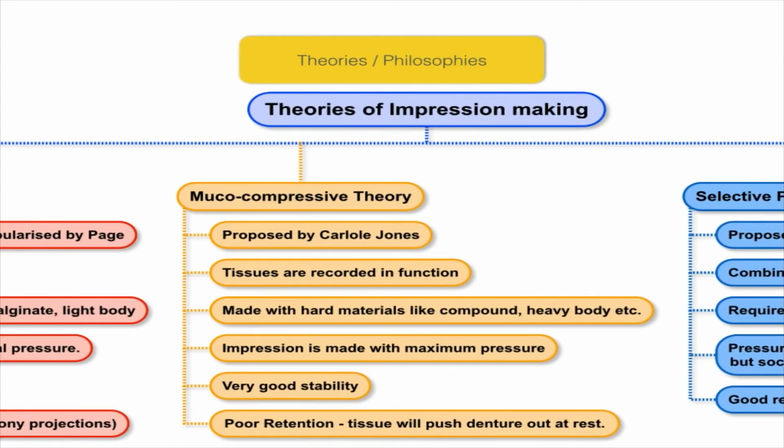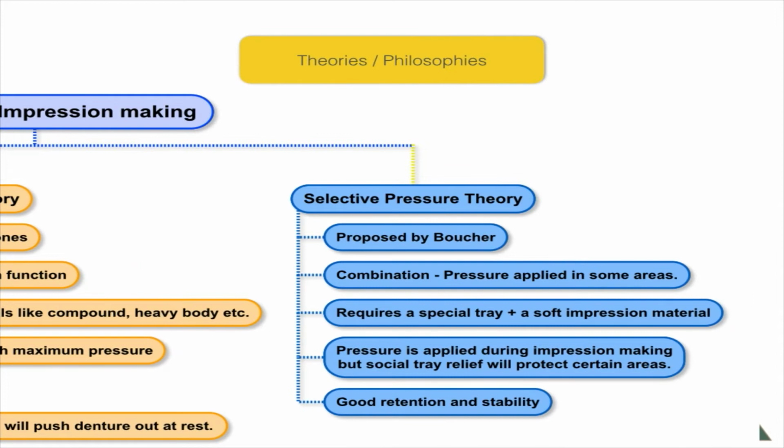Carroll Jones proposed a mucocompressive theory which will record the tissues in function. So basically a bite force or heavy pressure is applied when the impression is being made. The benefit of this theory is that we get very good stability in function, but when the tissues are at rest, they will push up the denture and there will be a loss of retention. It can also lead to more ridge resorption. Selective pressure uses the benefits of both techniques so that whichever area is more prone to resorption is being recorded in the mucostatic method and whichever area can withstand resorption is recorded as a mucocompressive method.